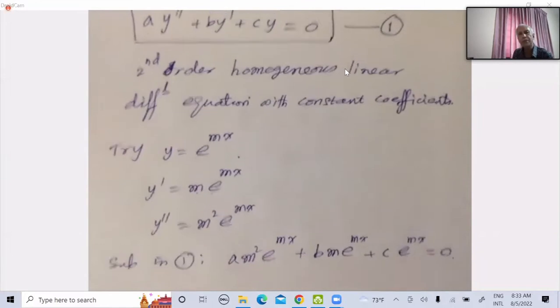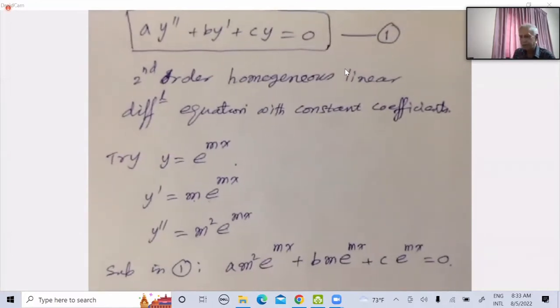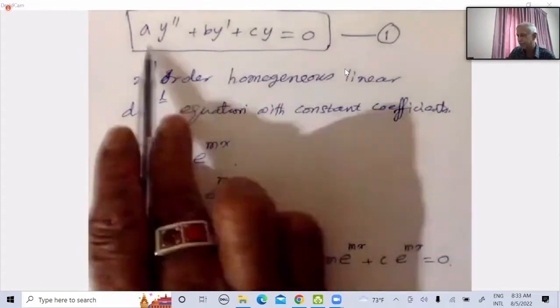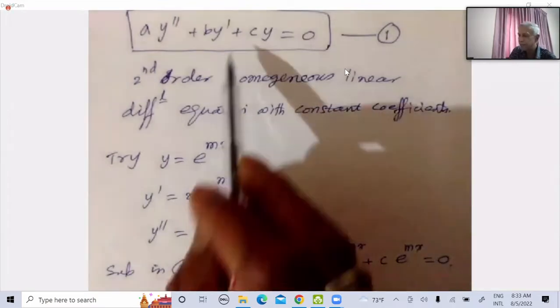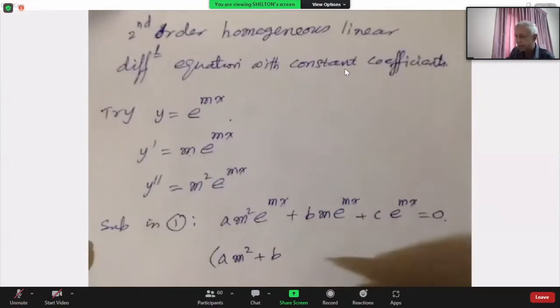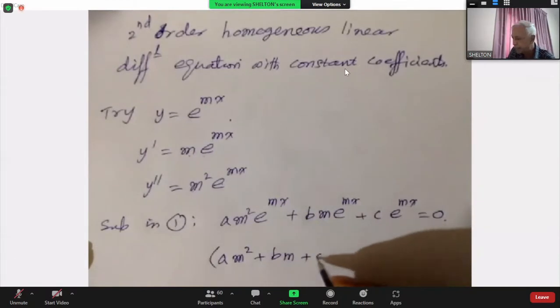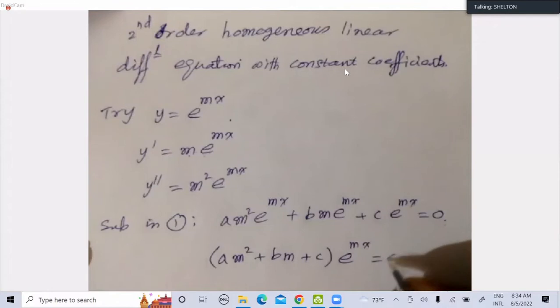So we are guessing a solution of the second order differential equation satisfying these properties. Now if this is equal to 0, then y equals e^(mx) is a solution of that. Look at this equation. We can factor e to the mx out. Then we get (am squared plus bm plus c) times e to the mx is equal to 0.